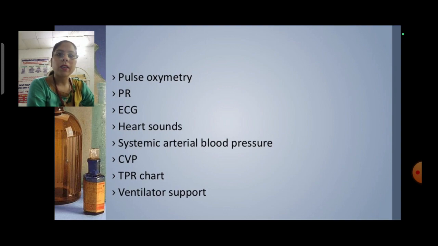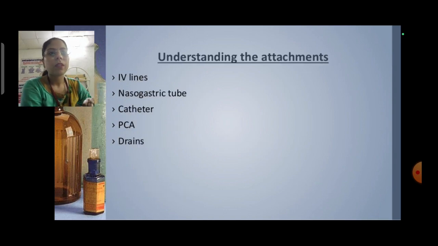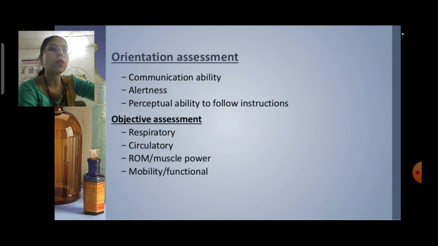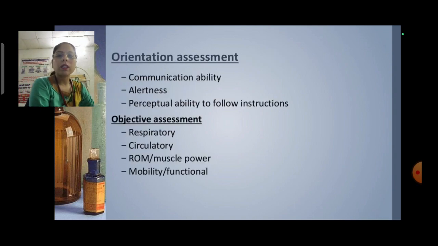Pulse oximetry, pulse rate, ECG, heart sound, systemic arterial blood pressure, central venous pressure, TPR chart, ventilator support should be checked. Understanding the attachments is also necessary, like IV lines, nasogastric tube, catheter, PCA, and drains. All these will be there. So one should know which attachment is known by which name.